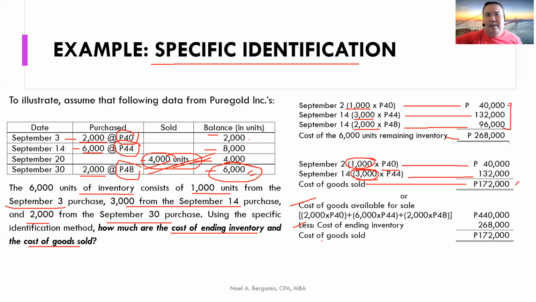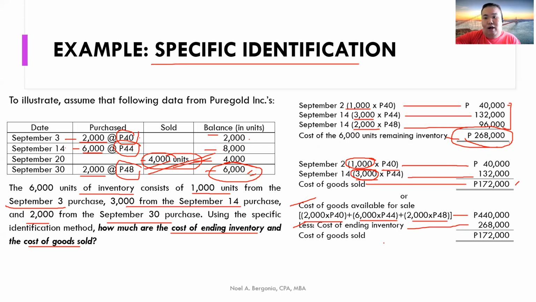Di ba, the cost of goods available for sale is beginning inventory. Do we have a beginning inventory? None. Next would be purchases or net purchases, di ba? So all of our purchases, the 2,000 at 40, 6,000 at 44 on September 14, and 2,000 at 48 on September 30, all of those will comprise our net purchases, which will be part of our cost of goods available for sale. Okay, which is 440,000 as a whole. And then, di ba, we computed the cost of ending inventory at 268,000. We deduct that from the CGAS, or the cost of goods available for sale.